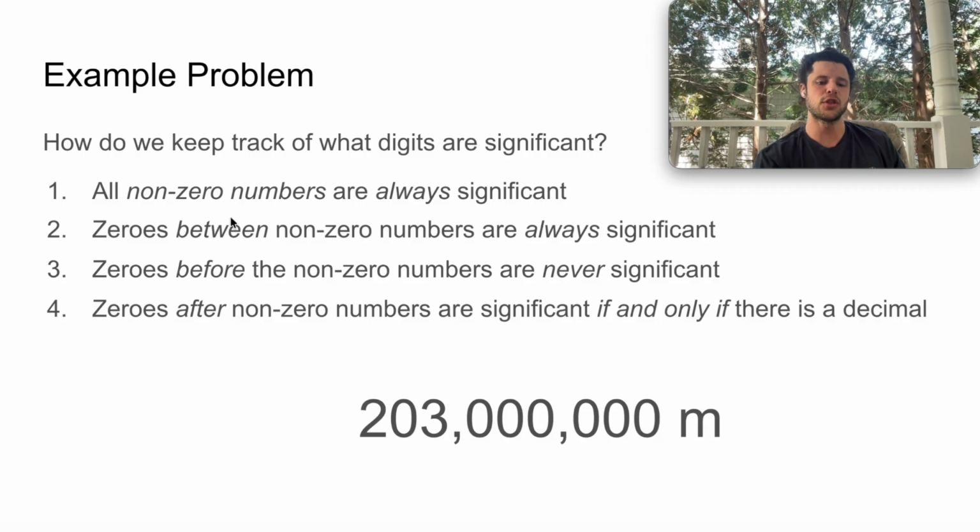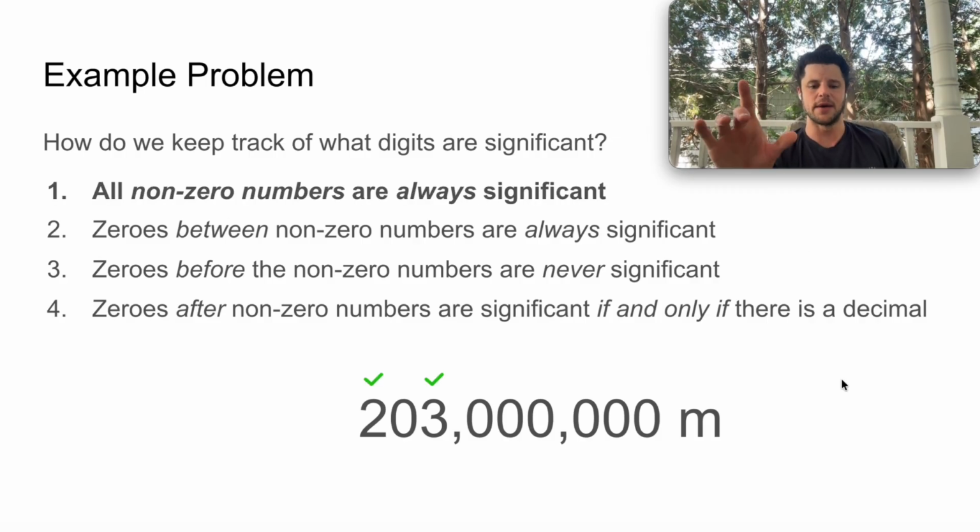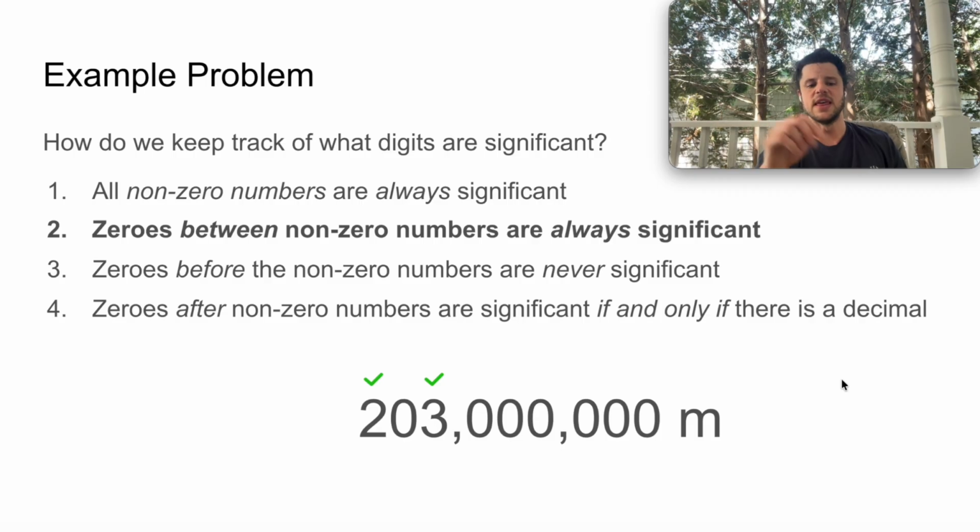So we'll go back through our rules here. We're going to take a look at all non-zero numbers, right? So that's obviously the 2 and the 3. We'll put checks over them. They are always significant. Non-zero numbers are always significant. So we have 2 non-zero numbers. And then we want to take a look at zeros that are in between the non-zero numbers. Those are also always significant.